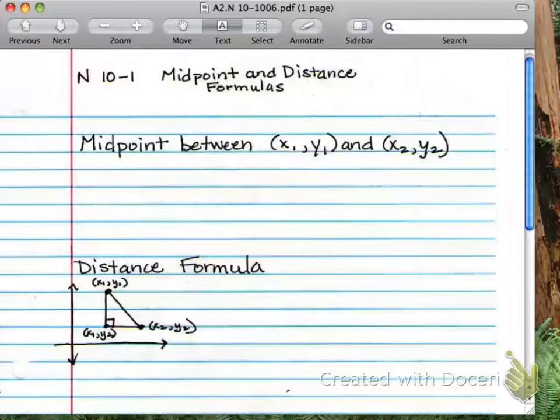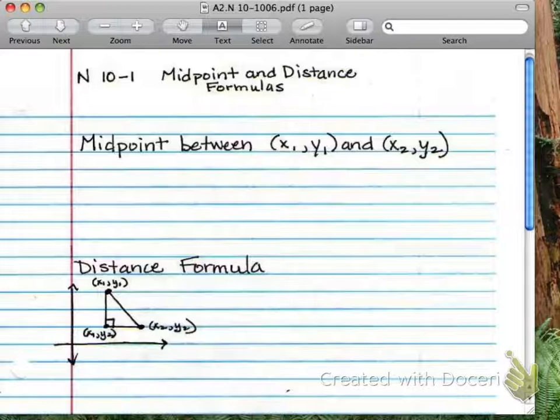So we are doing 10-1, which is midpoint and distance formula. This should be a review. You should have seen this already, either in Algebra 1 or Geometry, maybe even 8th grade, if you're that cool. Okay. Basically, we're talking about a Cartesian plane. We're talking about 2 points, and we're going to find the midpoint of some line segment.